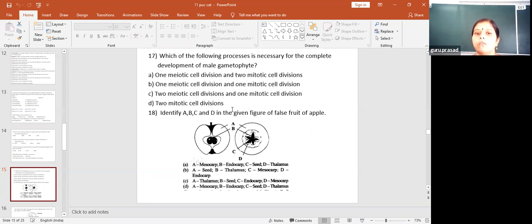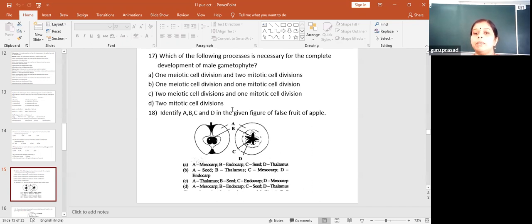Okay. Question number 18. This is based on the structure. Diagrams are very important. So go through the diagrams, practice the diagrams, because many questions will come on the diagrams. So this question is based on the diagram.